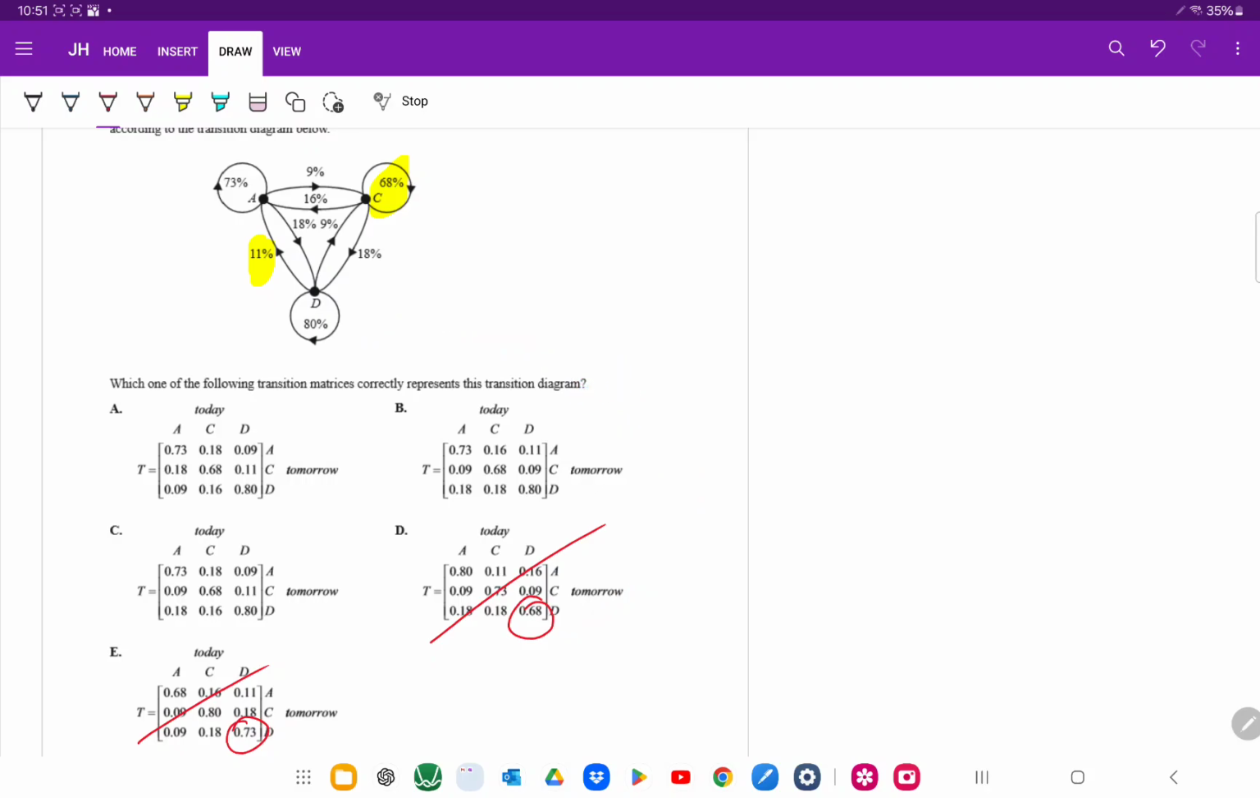Now, the next one here is D to A. So D to A focuses on that element there. In this case, this is 9, this is 9. We want 11%. In this case, B is the correct answer for this question.